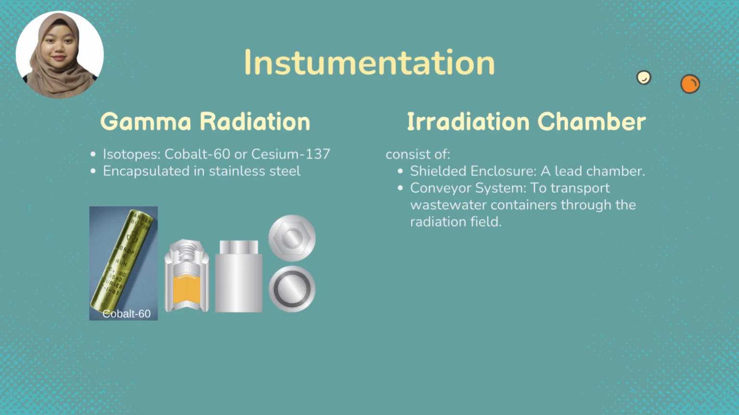These are the instrumentations that are commonly used in wastewater treatment using gamma radiation. The isotopes that are typically used are either cobalt-60 or cesium-137, which are encapsulated in stainless steel to ensure safety and durability. This system also uses an irradiation chamber. The chamber is typically made out of lead to provide shielding from radiation. A conveyor system transports the wastewater containers through the radiation field.